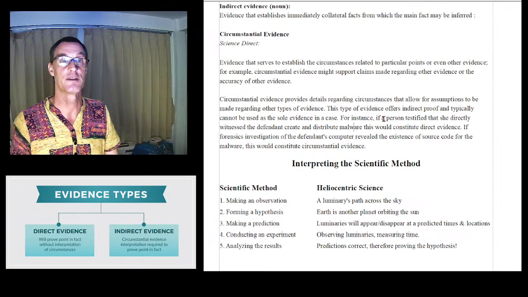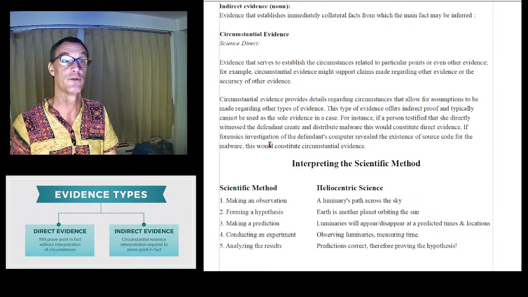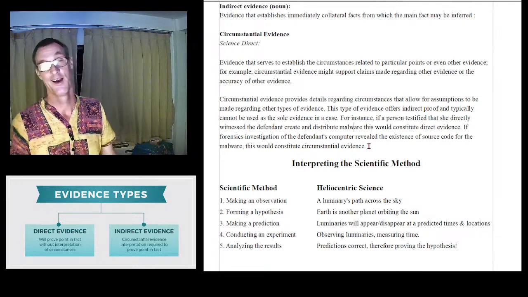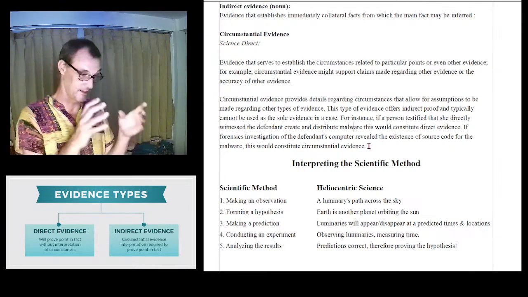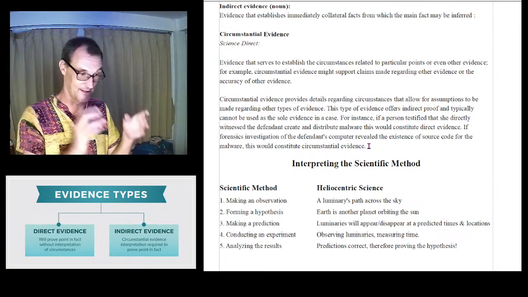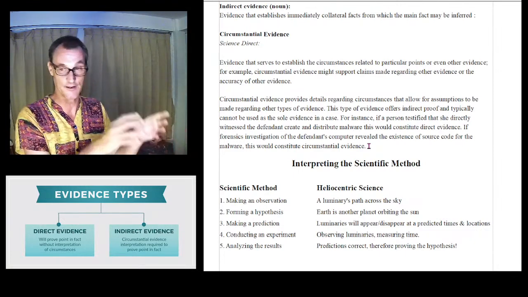For instance, if a person testified that she directly witnessed the defendant create and distribute malware, this would constitute direct evidence. If forensics investigation of the defendant's computer revealed the existence of source code for the malware, this would constitute circumstantial evidence. Okay, so something that really does back up the claim. He did it, and it's because we found that also there.